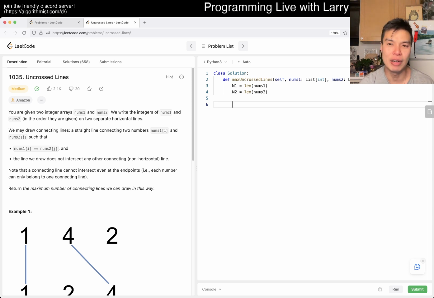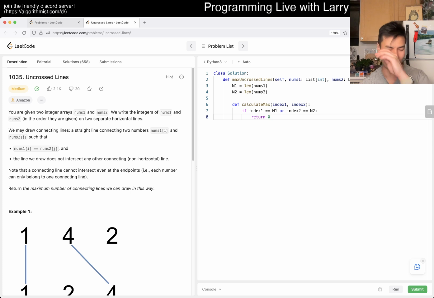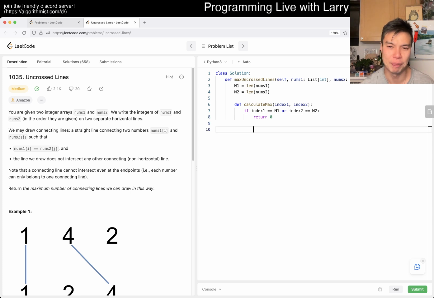But yeah, so now we want to calculate max, say, from the suffix of nums1 and nums2, and of course for dynamic programming, the suffix just begins with index 1 and index 2, right? So we can go do that directly. If index 1 is equal to n1 or index 2 is equal to n2, then we return 0, because one of the arrays is already used, so it's always going to be 0. So that's your base case.